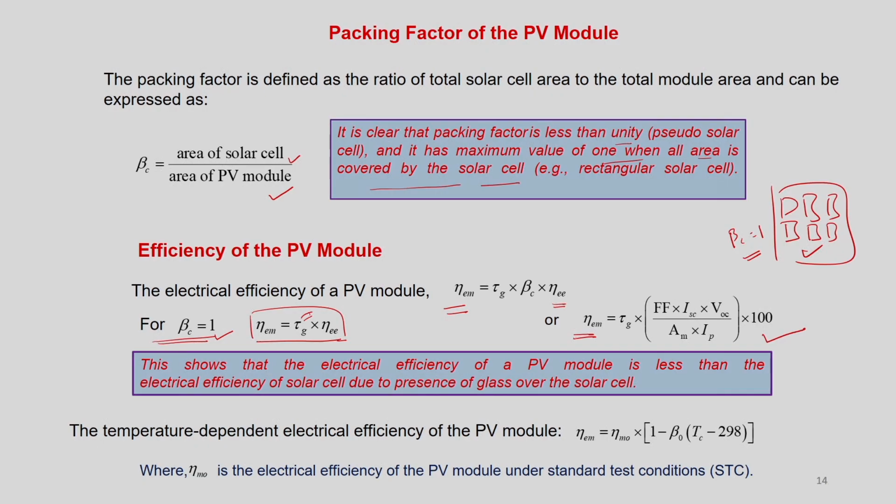Okay. And also we can derive the temperature dependent electrical efficiency of the PV module by using this expression. Okay. So, this eta_m0 is the electrical efficiency of the PV module under standard test condition. Okay. So, that is 1000 watt per meter square of insolation, a spectrum of AM 1.5 and an ambient temperature of 25 degrees C. Okay. And this is the temperature coefficient, beta_0, and this expression shows that the electrical efficiency of the PV module is less than the electrical efficiency of the solar cell due to the presence of the glass cover. Okay. So, this is the reason why we cannot take the efficiency of the cell as the efficiency of the module. Okay. So, we need to consider this transmissivity of the glass.